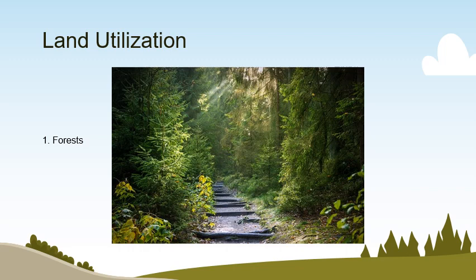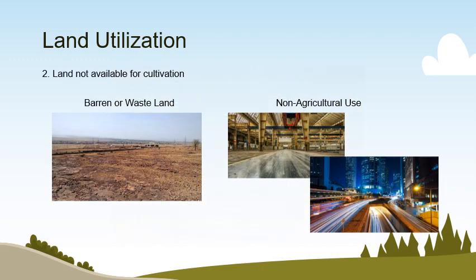First we have forest, that is of course land where we find dense forests. Second is land not available for cultivation, that is where nothing can be grown. Here we have again two types of land, one which is totally barren and second, land used for building houses, buildings, roads, factories, etc.